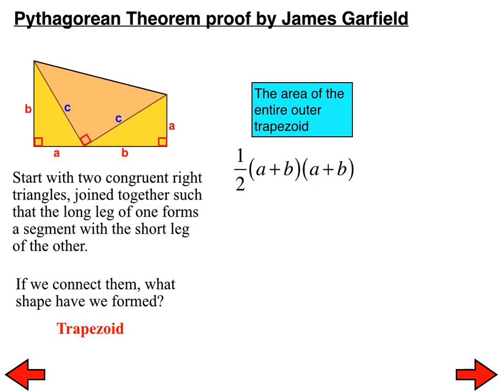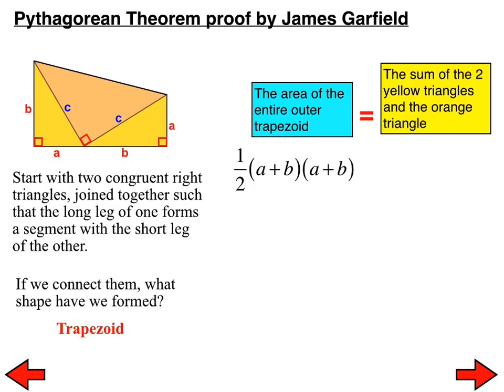Now, like the other problem, I'm going to say that that has to be equal to the sum of the areas of all the pieces that make up the shape. Well, we have two yellow right triangles and then a kind of tannish right triangle there. The yellow ones are each 1/2 times a times b, and the tan one is 1/2 c squared. And so that's where I get this part right here. And I'm going to stop for just a second to let everybody get caught up.